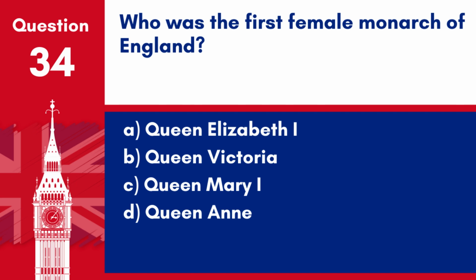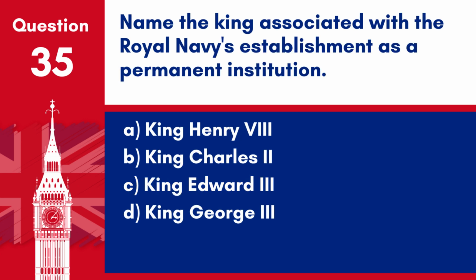Answer C. Queen Mary I. Mary I, also known as Mary Tudor, became the first Queen Regnant of England in 1553. Question 35. Name the king associated with the Royal Navy's establishment as a permanent institution.